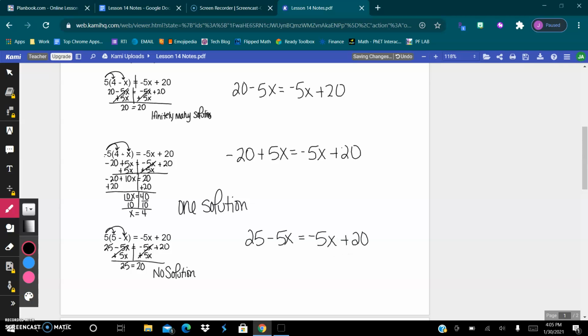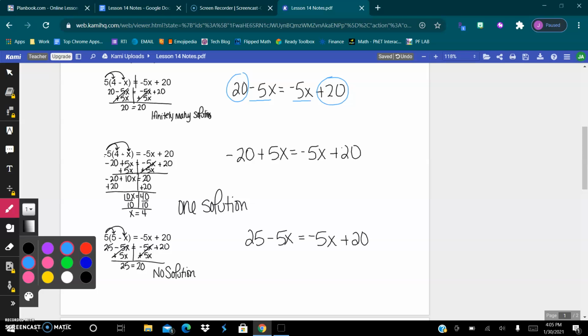Okay, infinitely many solutions. At that point, everything was the same. It wasn't in the same order, but we had a negative 5x and a negative 5x on both sides, and we had a positive 20 and a positive 20 on both sides. So they were the exact same equation, just written in a different order.